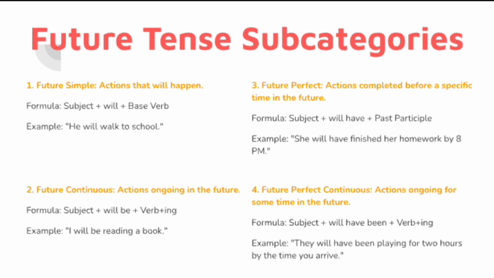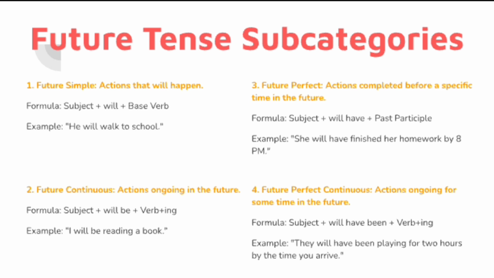Number 2. Future continuous. This is used for action that will be ongoing at a certain time in the future. The formula is subject plus will be plus verb plus ing. For instance, I will be reading a book. This shows the action will be in progress at a specific future moment.